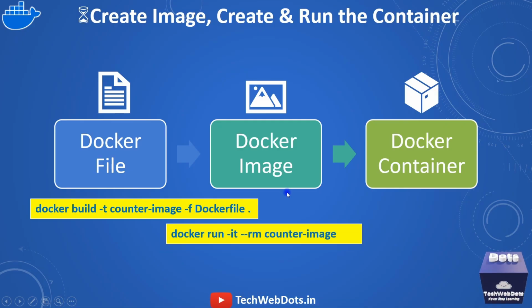Now the next step is how to run the container from this Docker image. For that you run one command, docker run. Docker run is a combination of two commands: creating the container and running the container. Docker run -it means interactive, and --rm means it will remove the container once we stop it, and then we give the image name from which we want to run the container. This is the summary of how the overall process works, right?